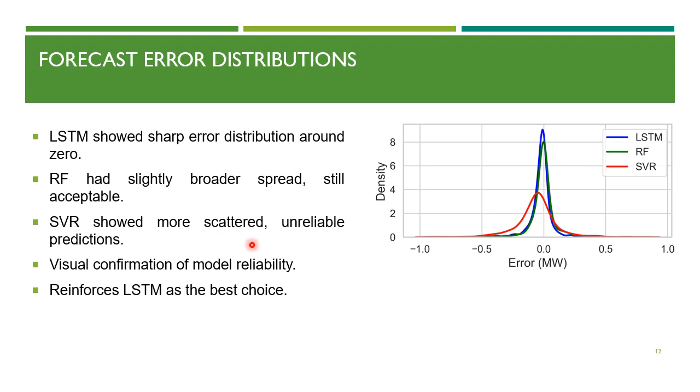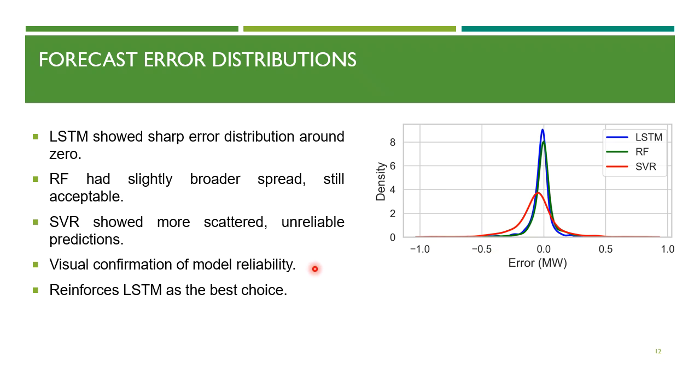So here we look at the probability distribution of forecast errors in megawatts for each model. The LSTM has a sharp peak centered at 0, indicating tight, accurate predictions. Random forest errors are slightly more spread out, while the SVR has a much flatter, wider distribution, showing less reliable forecasting.